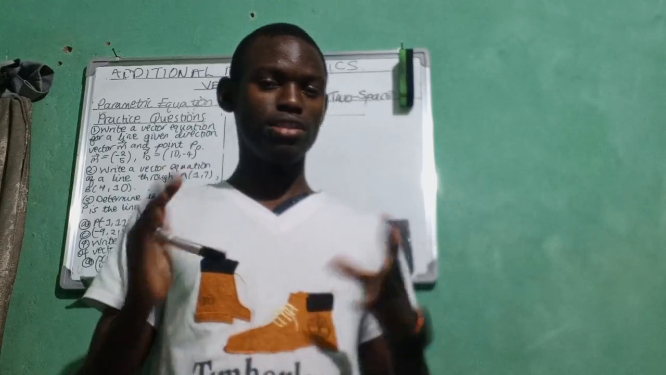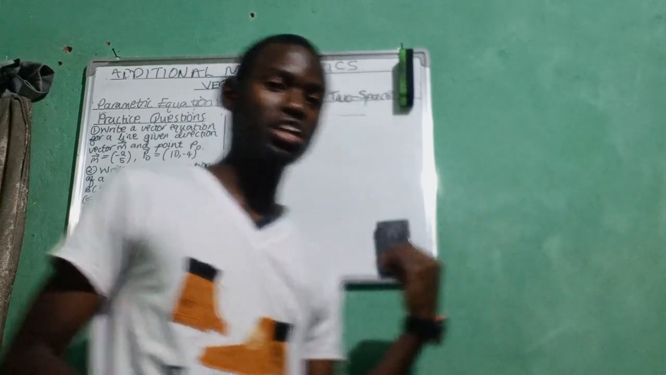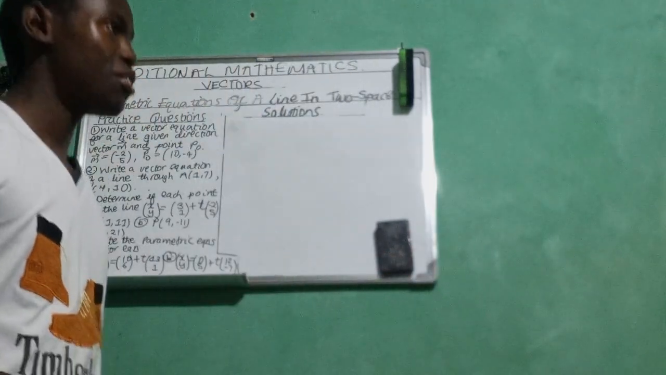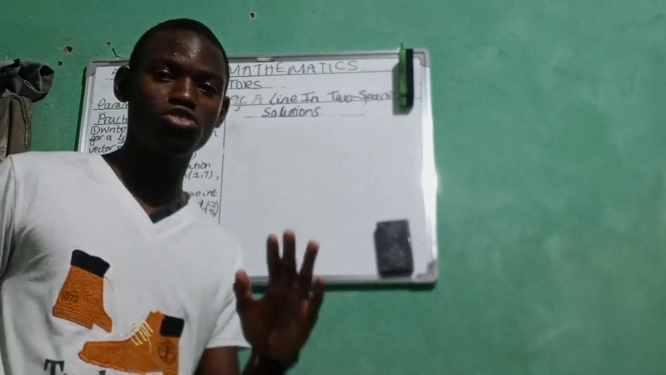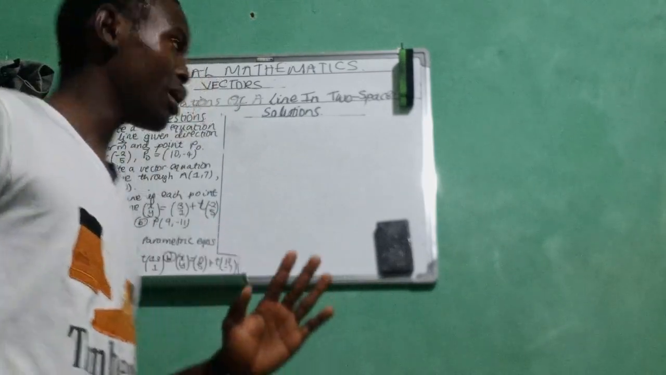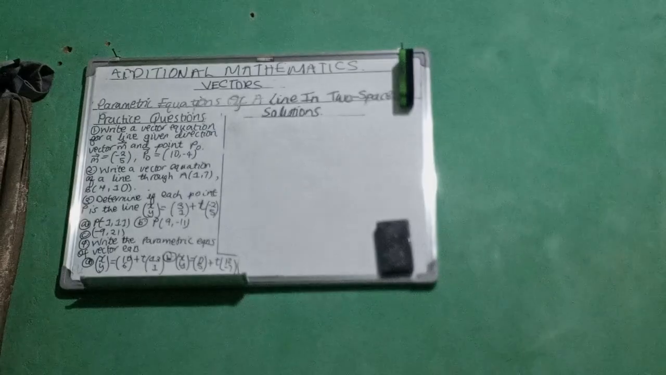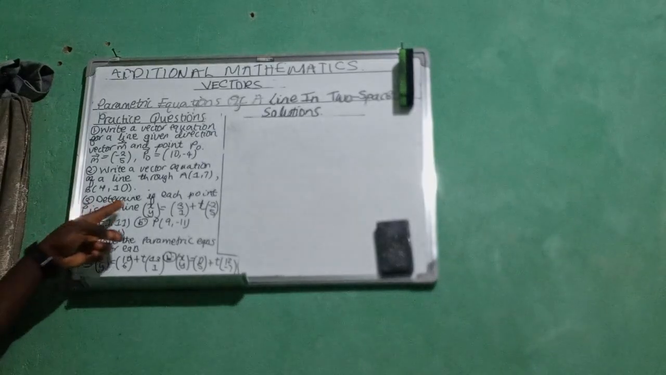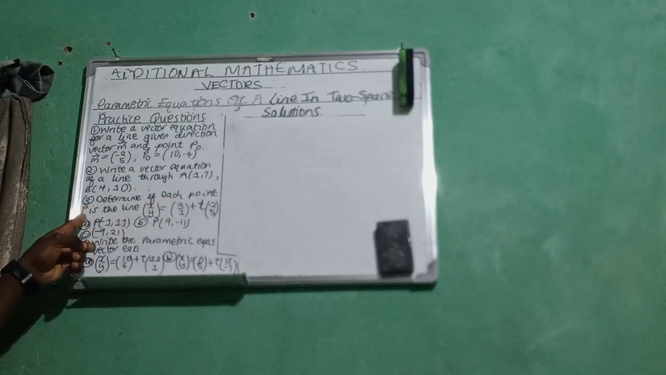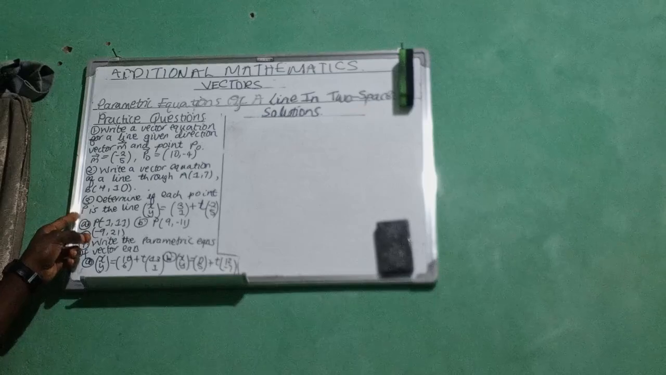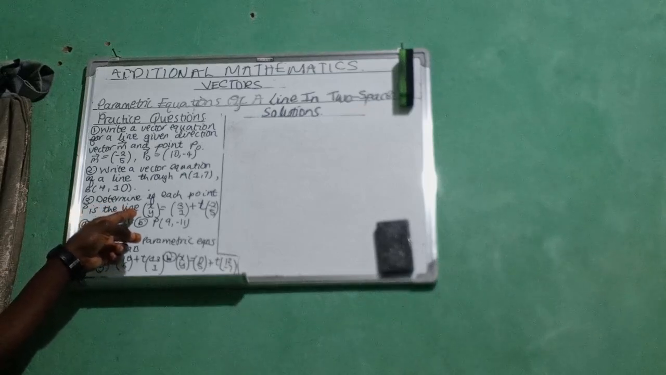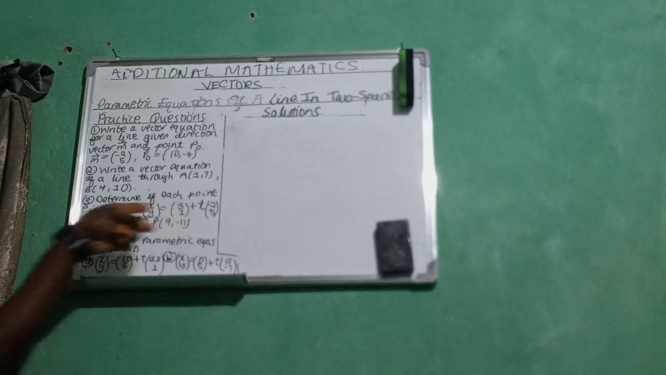We are continuing on parametric equations of a line in space, and now we are going to go to the practice questions right behind me here. In the prior videos we did question 1 and question 2. Now here we are doing question 3. This video is all about question 3, which reads: determine if each point P is on the line represented by this vector equation there.